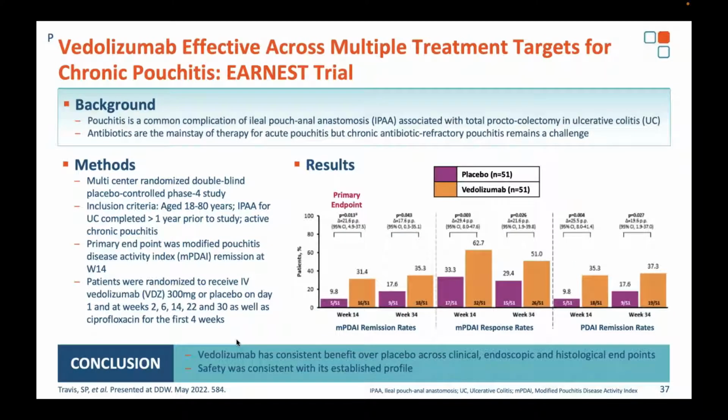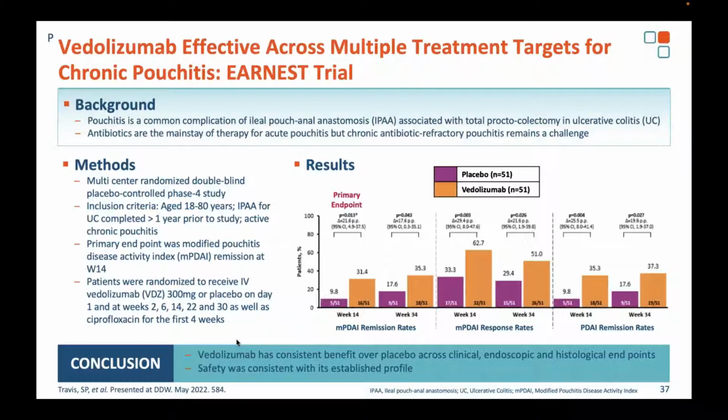As James said the other week, you could hear CCGs around the country breathing a sigh of relief at the results of that. Where they may not have breathed a sigh of relief is where they saw the results of the Earnest trial. This was presented actually at UEDW, but we're going to show it again because it was presented at DDW, and I think it's a really good study. It's a really important study.